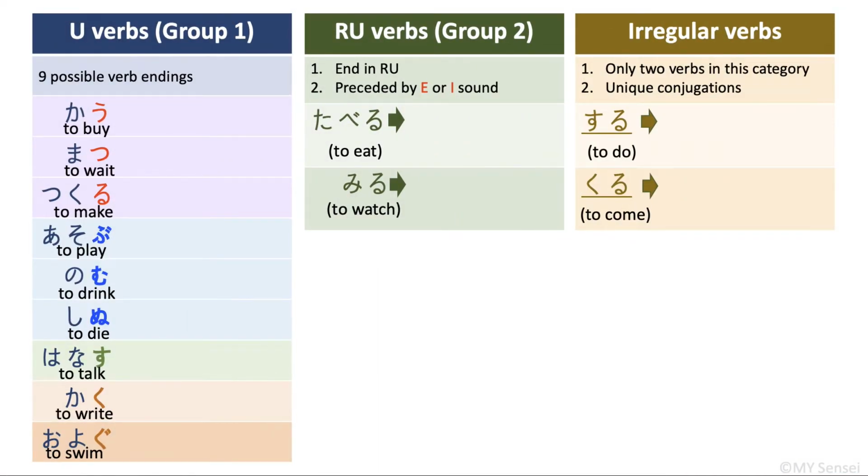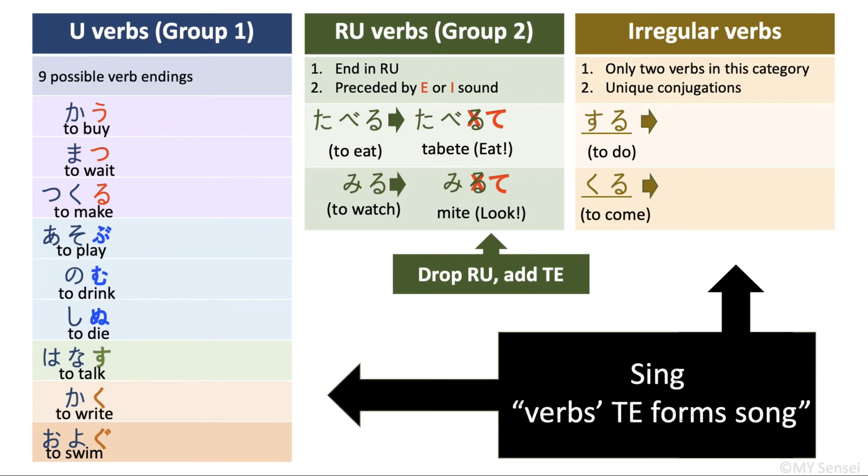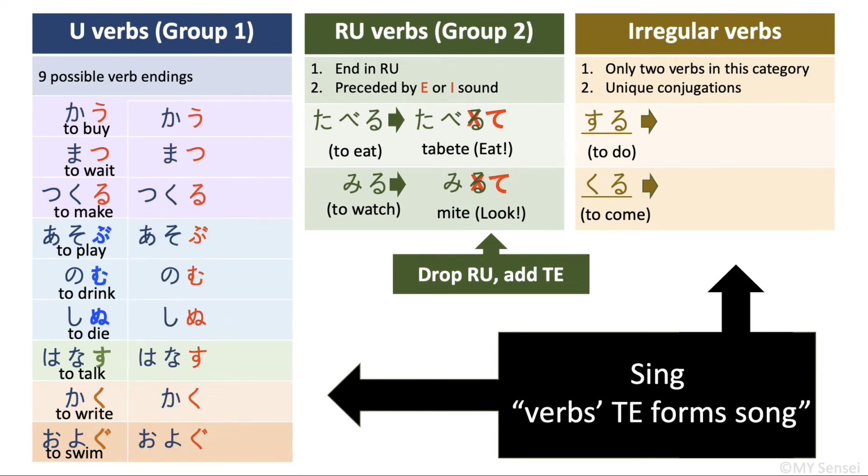Now let's put the 3 types of verbs side by side so that you can see how they're conjugated to their te forms. For the middle group, ru verbs, drop ru and add te. For u verbs and irregular verbs, please use the te form song to reinforce your learning.